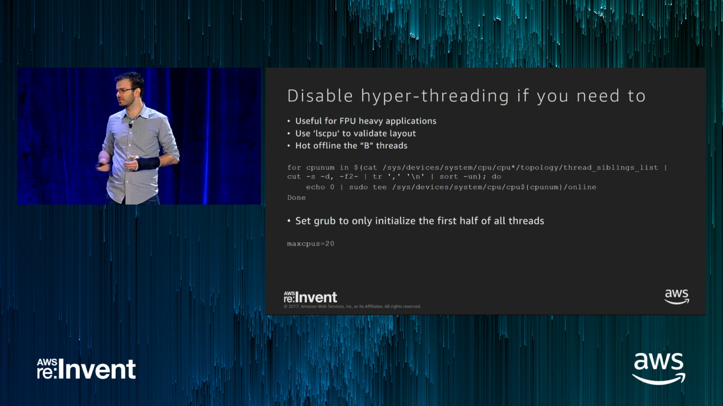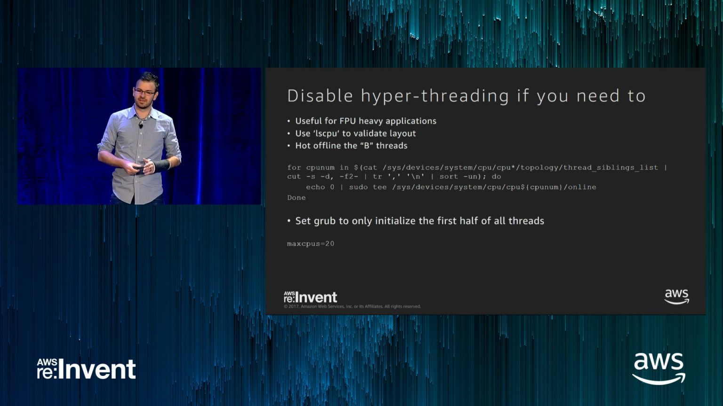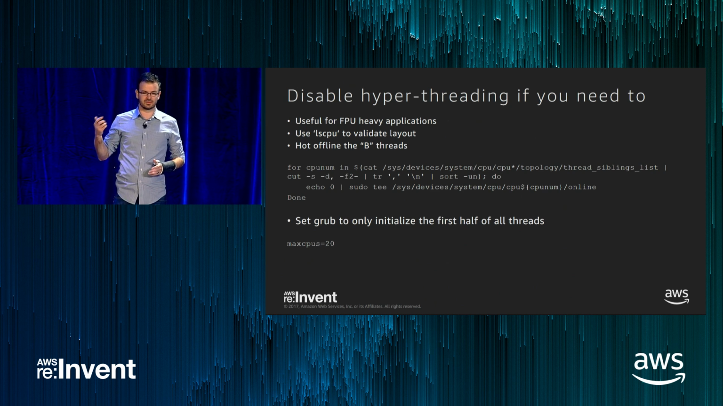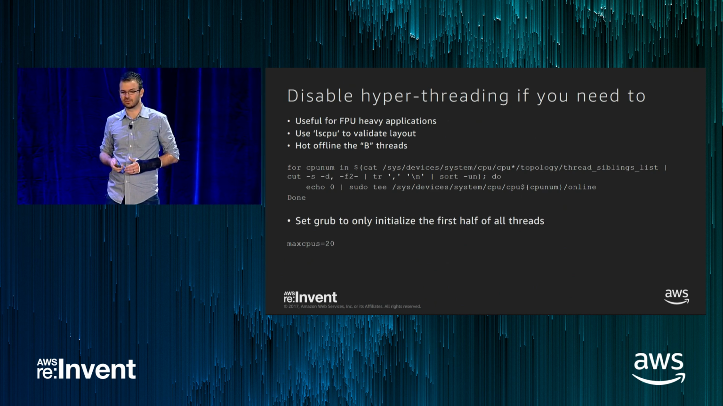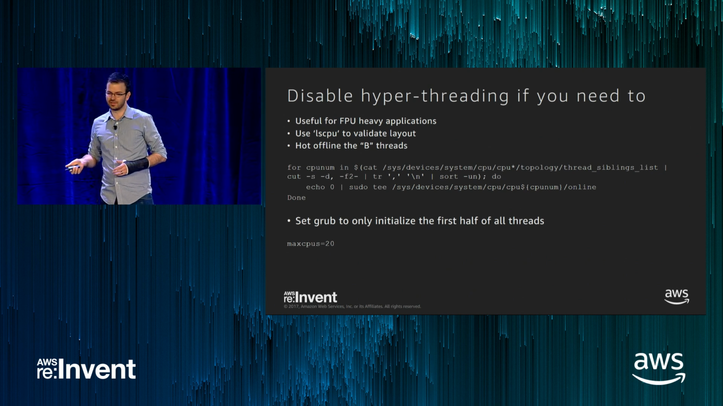Now, if you don't usually disable hyperthreading, or if you don't know, you probably don't need to worry about any of this. But if you do, you can get that same effect on EC2. It's pretty easy to do on Linux. It's a little bit harder on Windows.